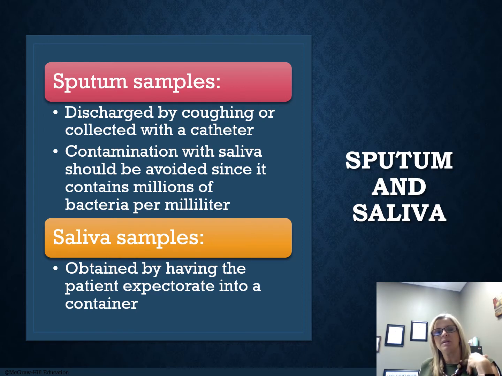Sputum is going to be the mucus secretion coating the lower respiratory surfaces in the lungs. So sputum is going to come out by coughing, or it can be removed via catheter. Contamination with saliva should be avoided because it does contain so many millions of bacteria that are normal microbiota, but it's going to make it very hard to test.